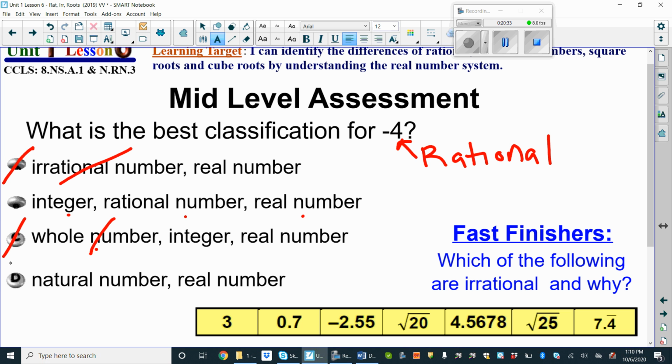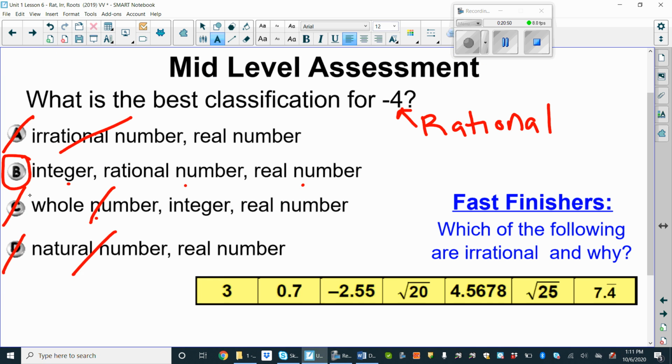Now we have natural numbers and real numbers. Again, natural numbers start with 1 and go up. They don't go into the negative numbers. So D is out, and B is our answer because -4 is an integer, it is a rational number, and it is a real number. Okay?